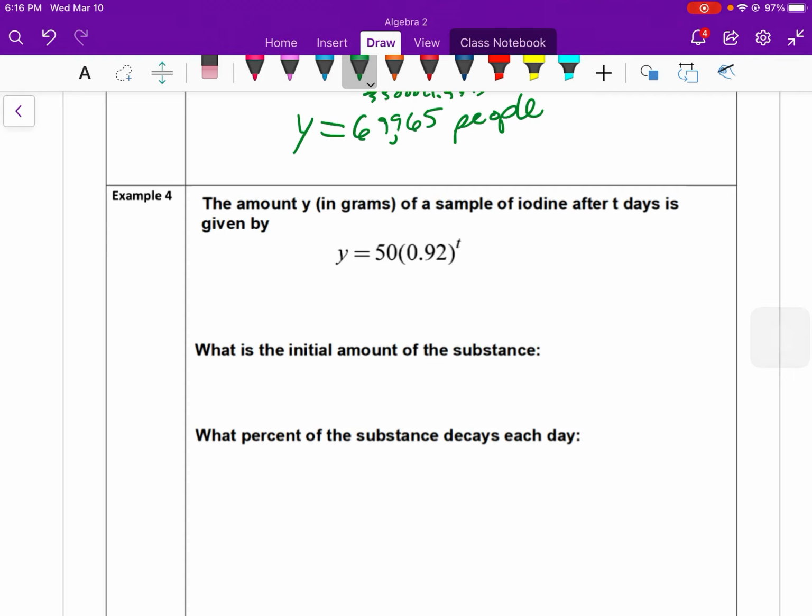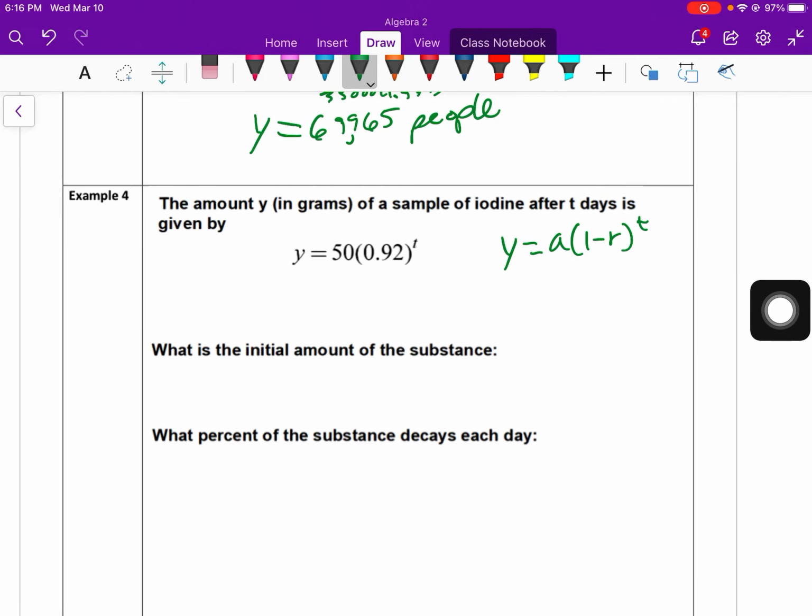And since we know it's a decay model, because it says down here what percent decays, it's of the form y equals a times 1 minus r to the t power. And also, from our first lesson when we graphed these exponential functions, our decay was when b was less than 1. So since this is less than 1, it has to be a decay. 1 here represents 100%. So first, when we're looking for a, it's the same value. It's our coefficient out front. It's 50 in this case. 50 is a.